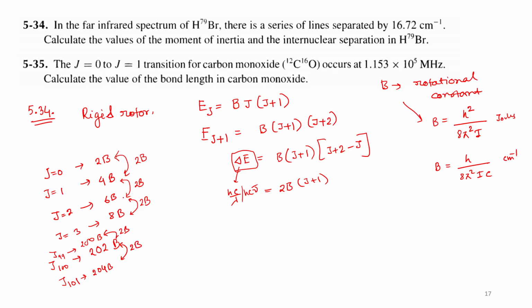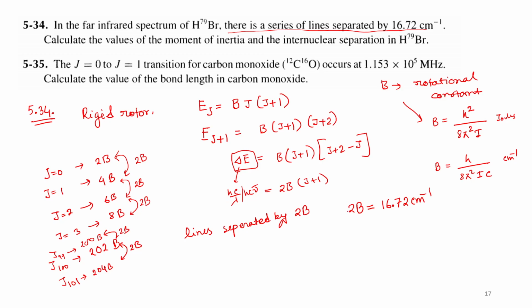So the lines are separated by 2b. That is what is given here, that there is a series of lines separated by 16.72 centimeter inverse. So your 2b is actually 16.72 centimeter inverse.